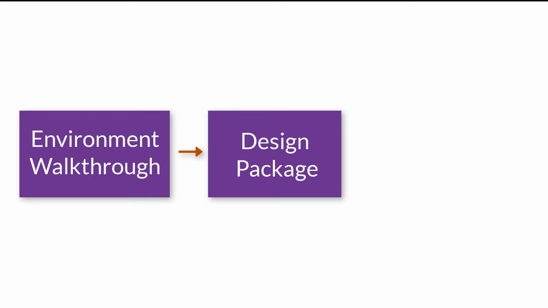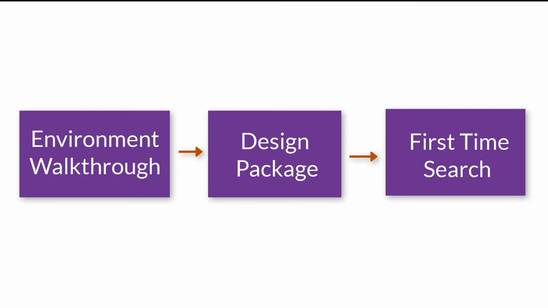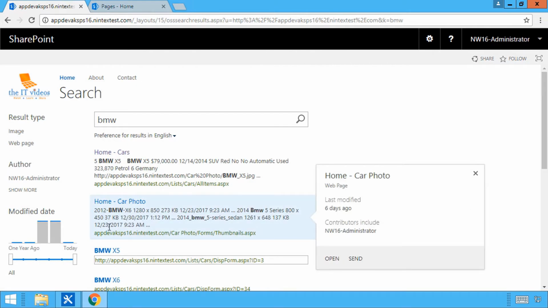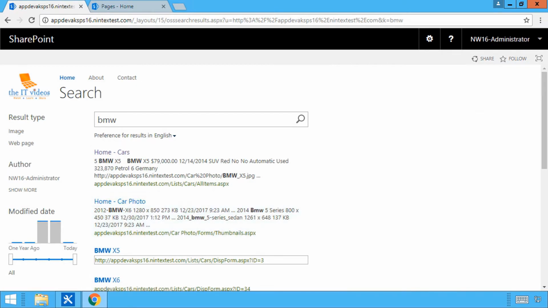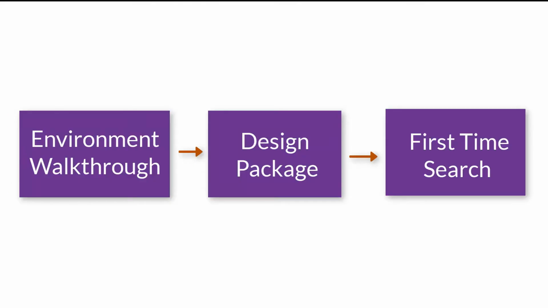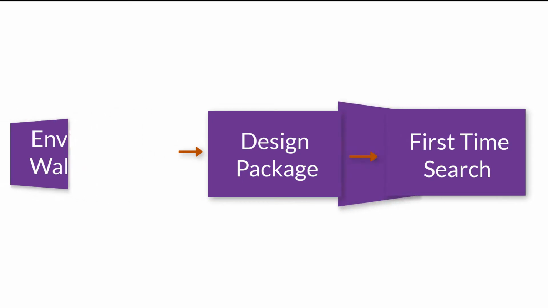Then we will segue into searching for the very first time without any search branding or customizations added to it. So it would be an out-of-the-box SharePoint search page. And then we'll slowly work our way from there. So once you have seen how the out-of-the-box search page looks like, then we will go on to create a custom page layout from scratch.